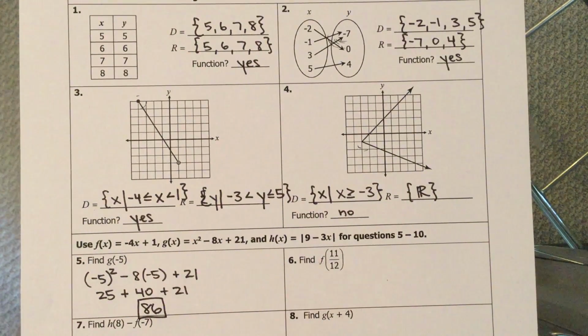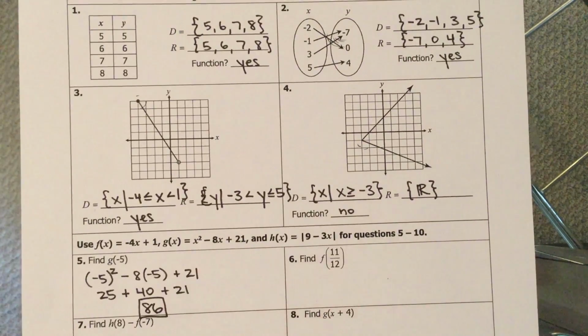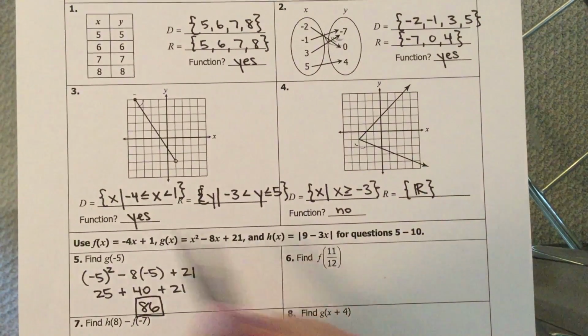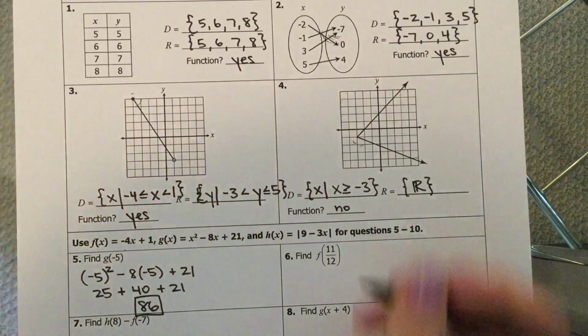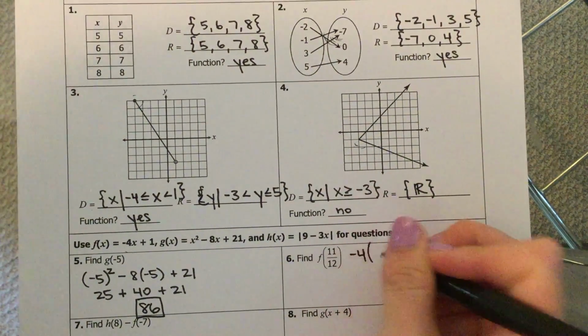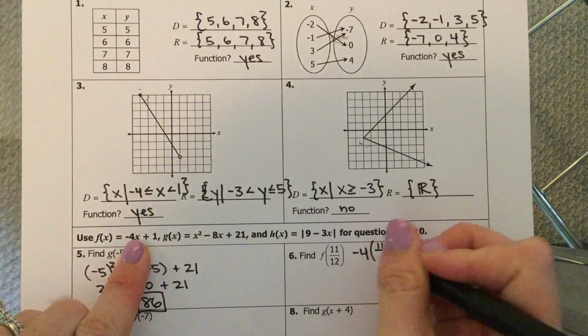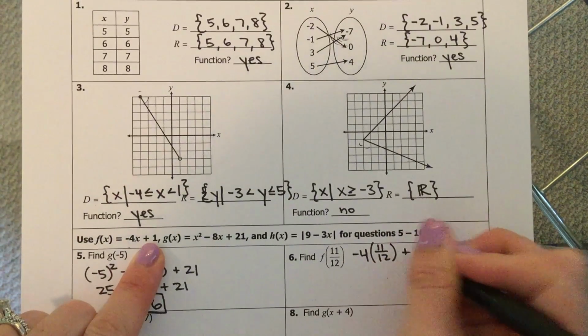Okay, and then we've got 5 more of these. So this one, f of 11/12. The f is the function that we use. That's this one right here. 11/12 is what we replace the x with. So -4, replace the x with 11/12, and then plus 1.